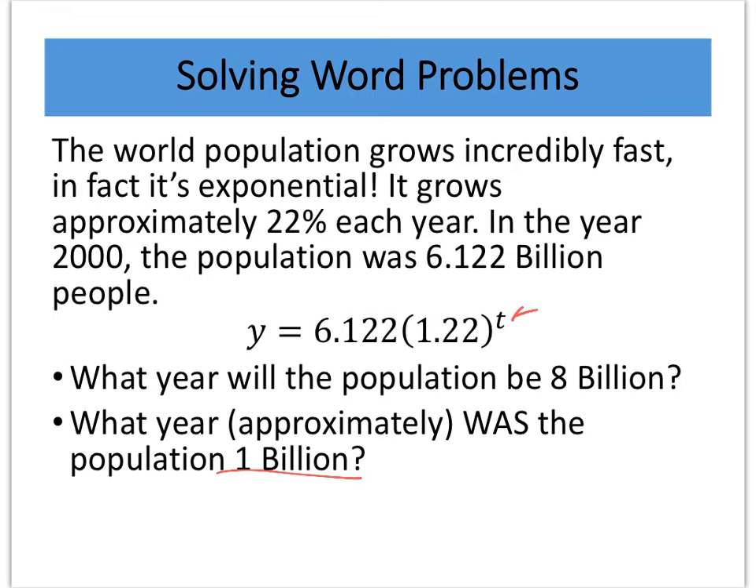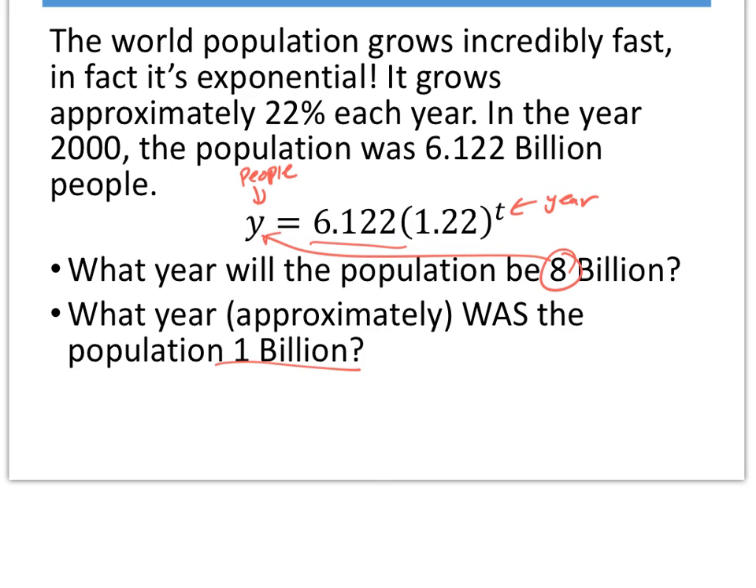Time, we're talking about the number of years, and we're talking about the number of people in terms of billions. So if we're using 6.122 here, our number is just going to be 8 when we plug it in for B. So we've got 8 equals 6.122 times 1.22 to the power of t. And notice, I don't know if you know this, but the 22% is what's creating that 1.22. This just happens to be the same number, which is kind of funny, actually.